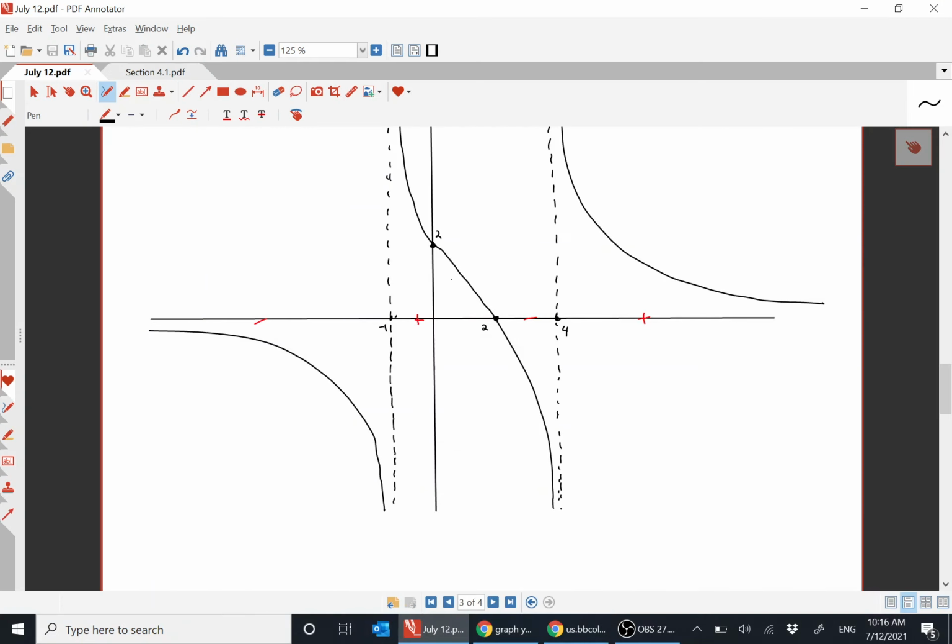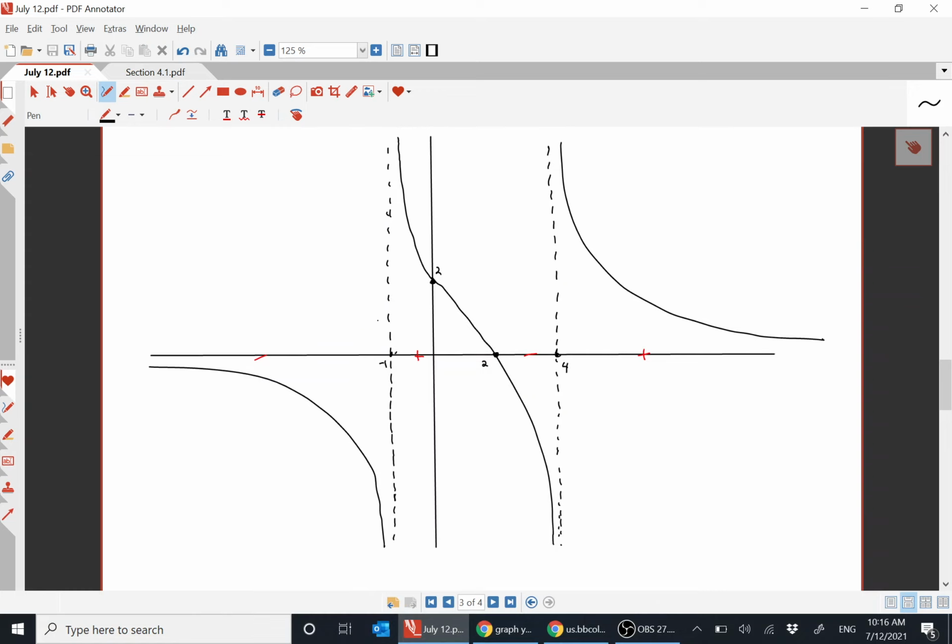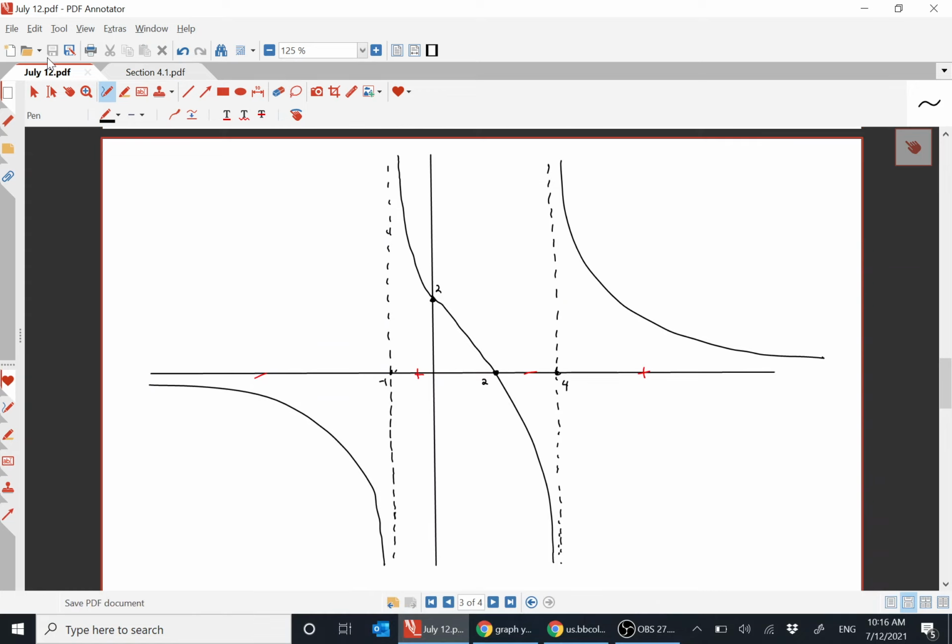But this exercise helps us to understand these functions better. And that's why we're doing it. Okay, so we've got that. Let's do one more.